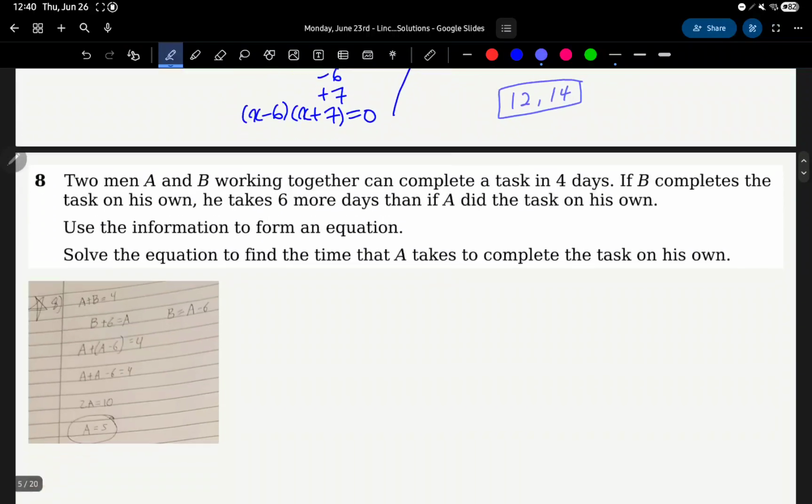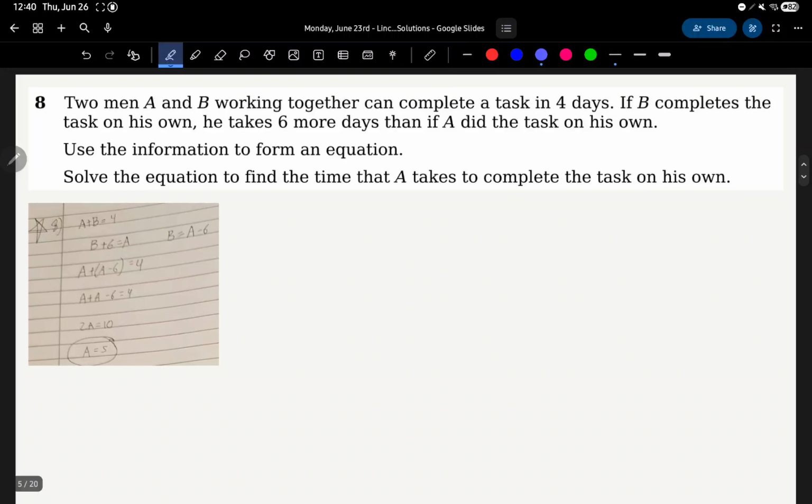Okay, so let's move on to the next question, number 8. Two men, A and B, are working together to complete a task in 4 days. That's the first piece of information here. If B completes the task on his own, he takes 6 more days than if A did the task on his own. Use the information to form an equation. Solve the equation to find the time that A takes to complete the task on his own. So we know how much time it takes for A and B to work together and finish a certain task, but we don't really know anything else.